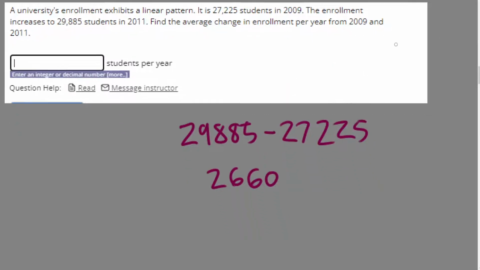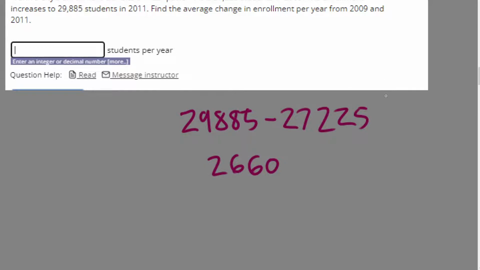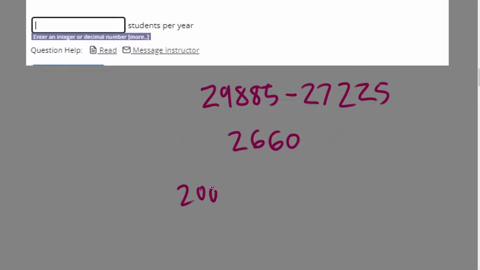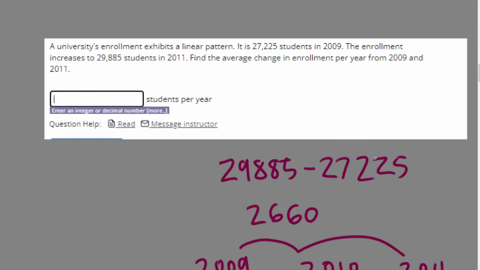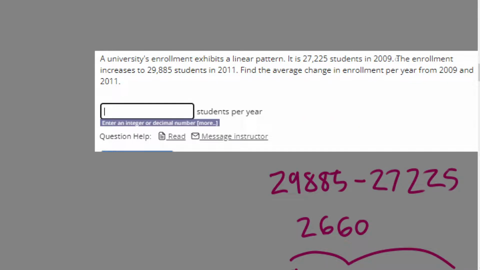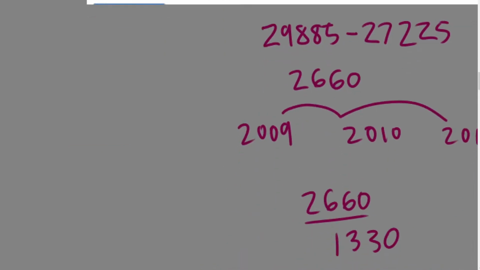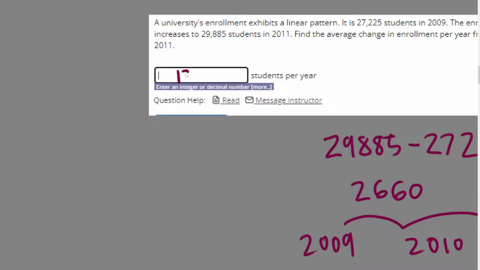But we want to find the average change in enrollment per year. So we went from 2009 to 2010 to 2011, right? And so that went 2 years. So we want 2,660, divide that by 2. That gets you 1,330. So the average change in enrollment from year 2009 to 2011 is going to be 1,330.